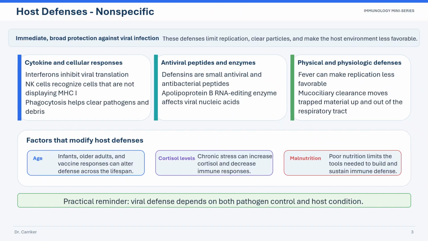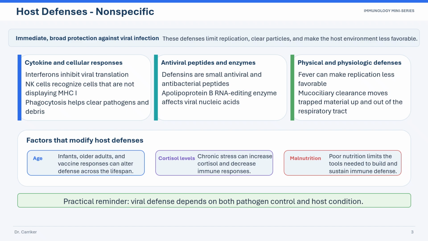In this slide, we are focusing on the body's nonspecific defenses against viral infection. These are the immediate, broad protective mechanisms that do not require the immune system to recognize one specific virus in advance. Instead, they help limit viral replication, clear infected material, and make the host environment less favorable for the virus.